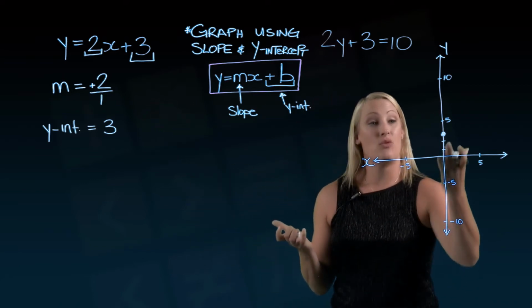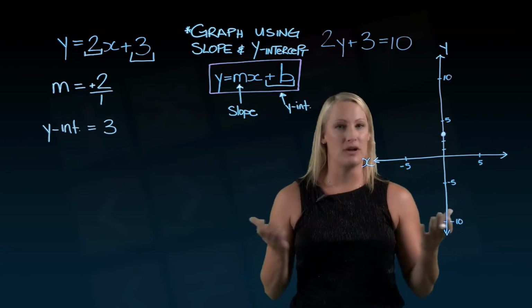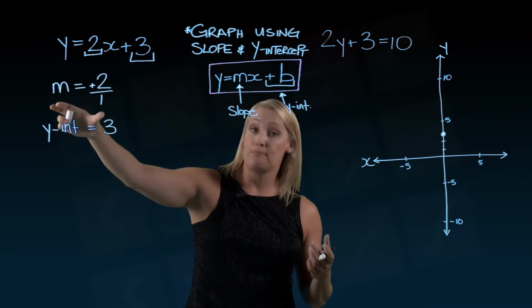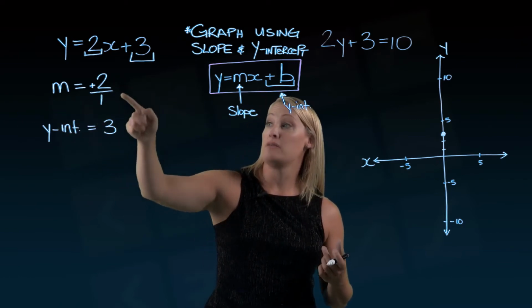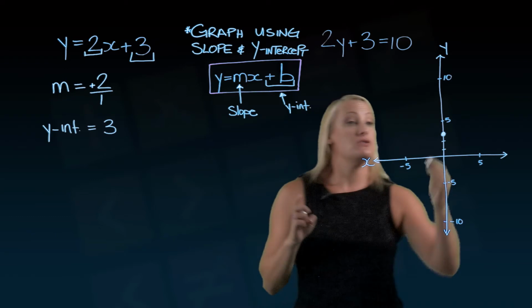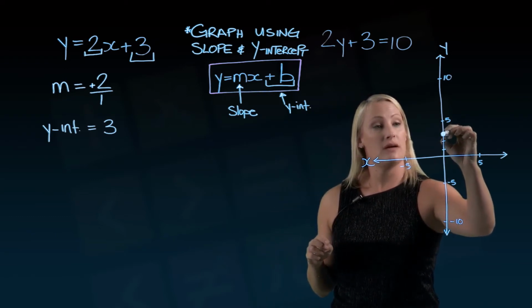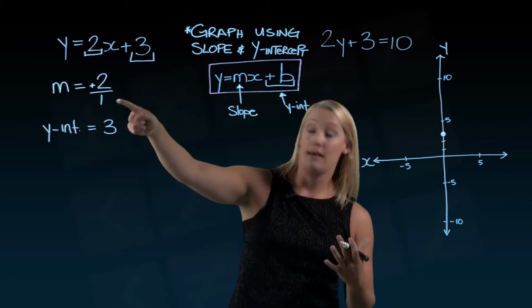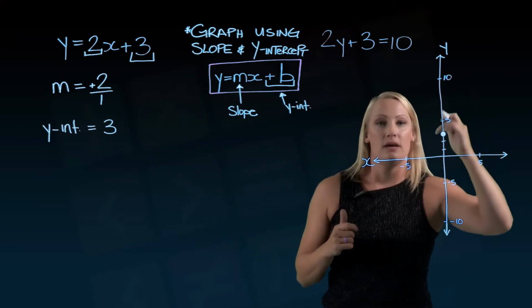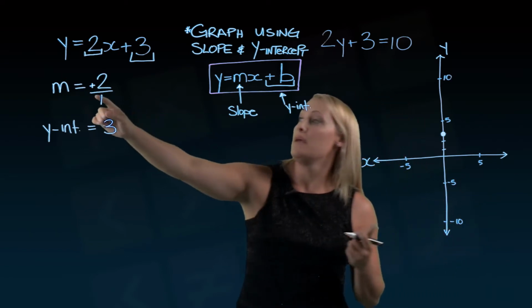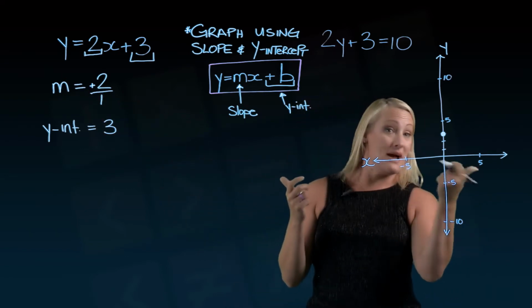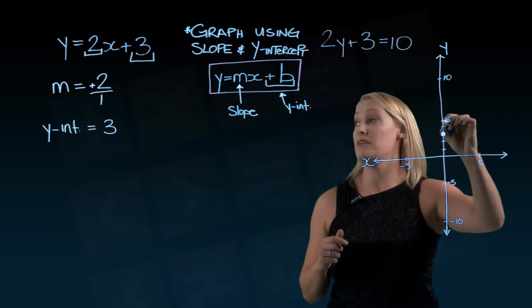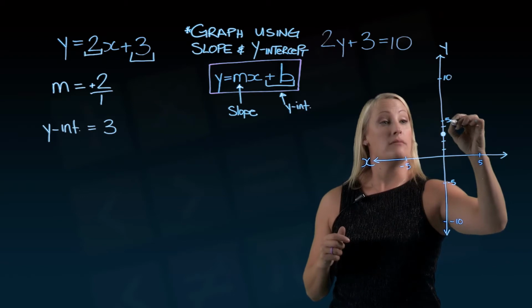And the way that I'm going to get more than 1 point, because I can't draw a line when I just have 1 point, I need at least 2, is I'm going to now use the slope. The slope, again, rise over run. So from this point, I'm going to rise 2, and then I'm going to run 1. I'm always going to rise, but the run is either going to go to the left or to the right. Because this is positive, you can probably imagine we're going to run to the right. So I'm going to go from this point up 2, rise 2, and run 1.